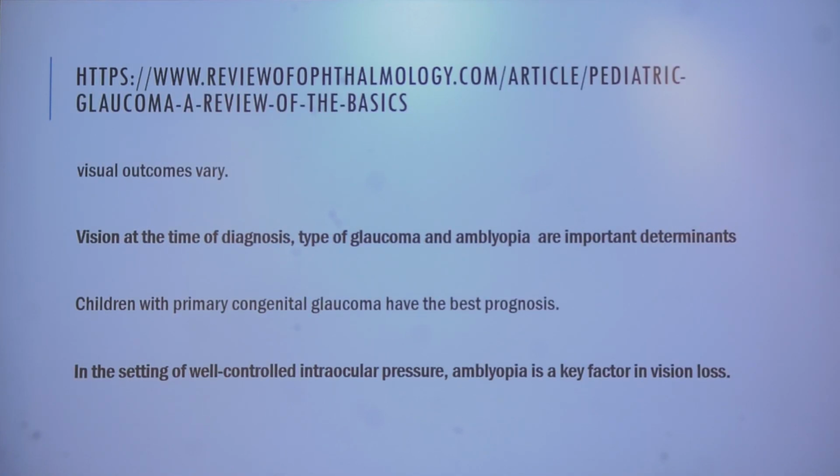So visual outcomes vary. Vision at the time of diagnosis, type of glaucoma, and amblyopia are the important determinants, and children with primary congenital glaucoma have the best prognosis. In the setting of well-controlled pressures, amblyopia is a key factor in the vision loss. Thank you.